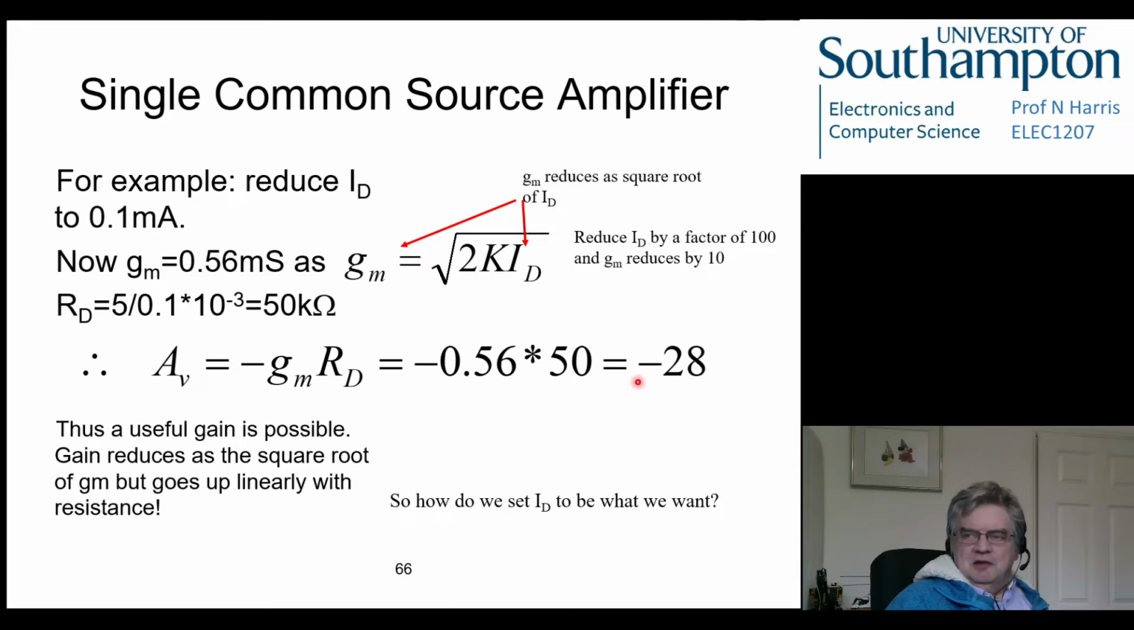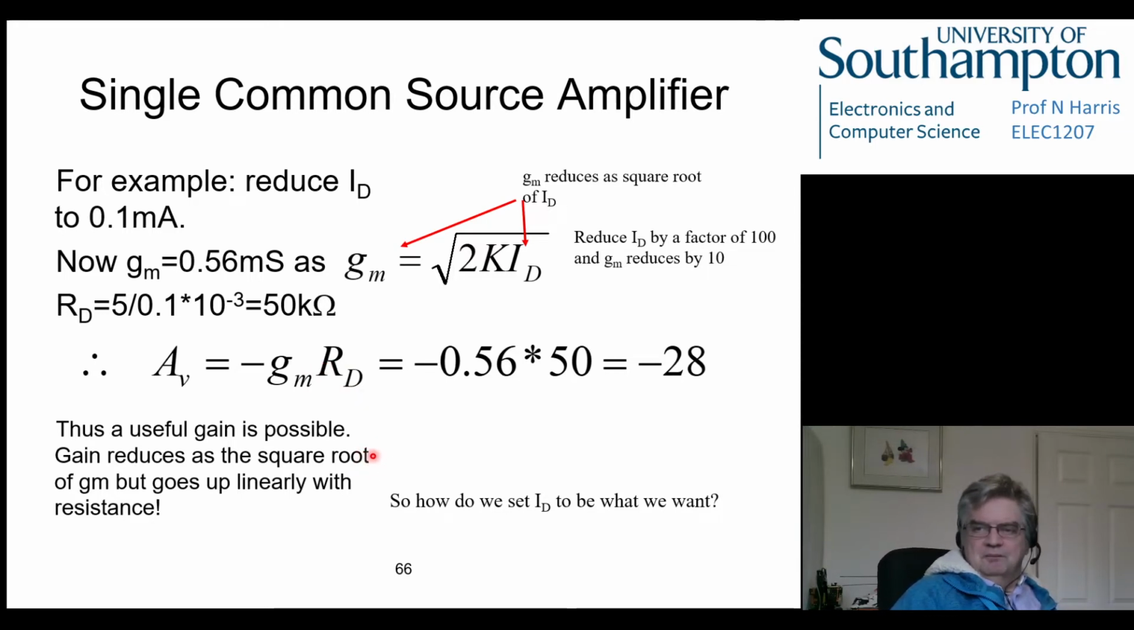Okay, and the previous slide should have also had a minus sign, to be strictly speaking accurate. So it's my fault for missing that off. But now 28 is bigger than 2.8, and all we've done is drop the bias current down rather than having it at the biggest value we could have. So we've actually dropped the value of GM, but we've gained because RD has been allowed to get bigger within the constraints of the power supply we're operating with. So useful gain is possible. Gain reduces as the square root of GM, but goes up linearly with the resistance. See, this is a square root relationship, and the gain here is linear with RD.